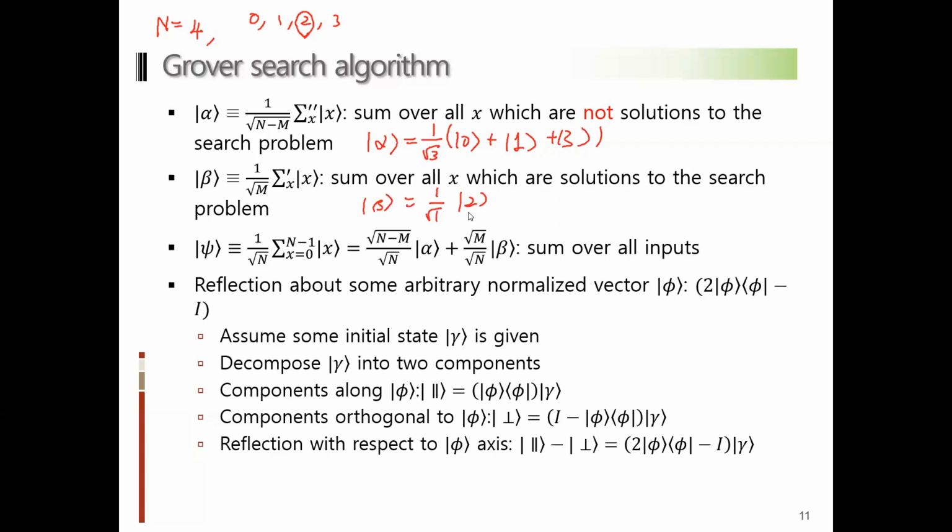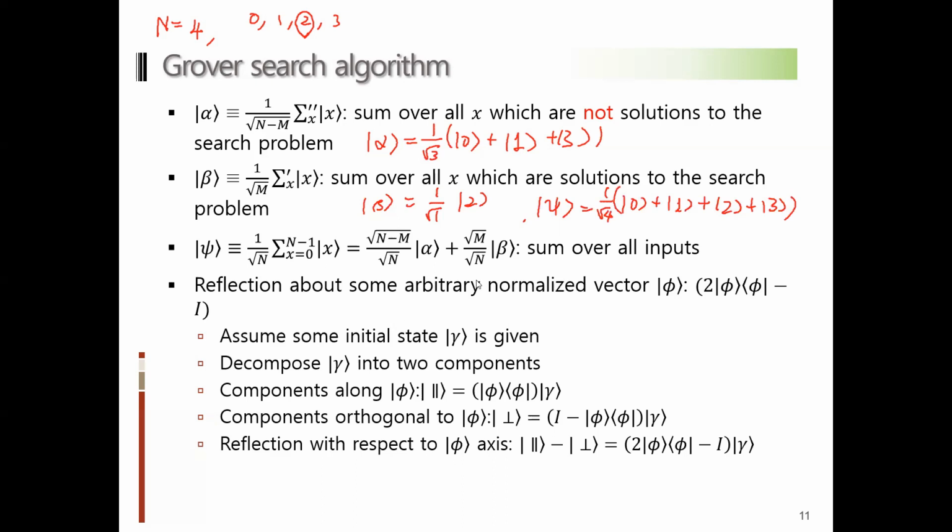But if there is more than one solution, then we know that the number of solutions is m. So the solution will appear here. And then psi is the summation of all the possibilities. So in other words, psi is 0, 1, 2, and 3, and it is normalized over 4.